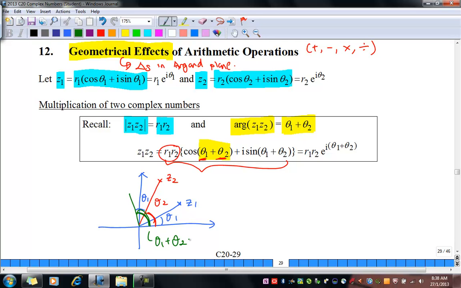Then what about the modulus of z1 z2? It will be the modulus of z1 times the modulus of z2. So it's going to be stretched and it's going to be longer. So I know z1 z2 will be something like this. Okay, so without knowing the exact values of z1 and z2, I am still able to deduce some geometrical relationship.